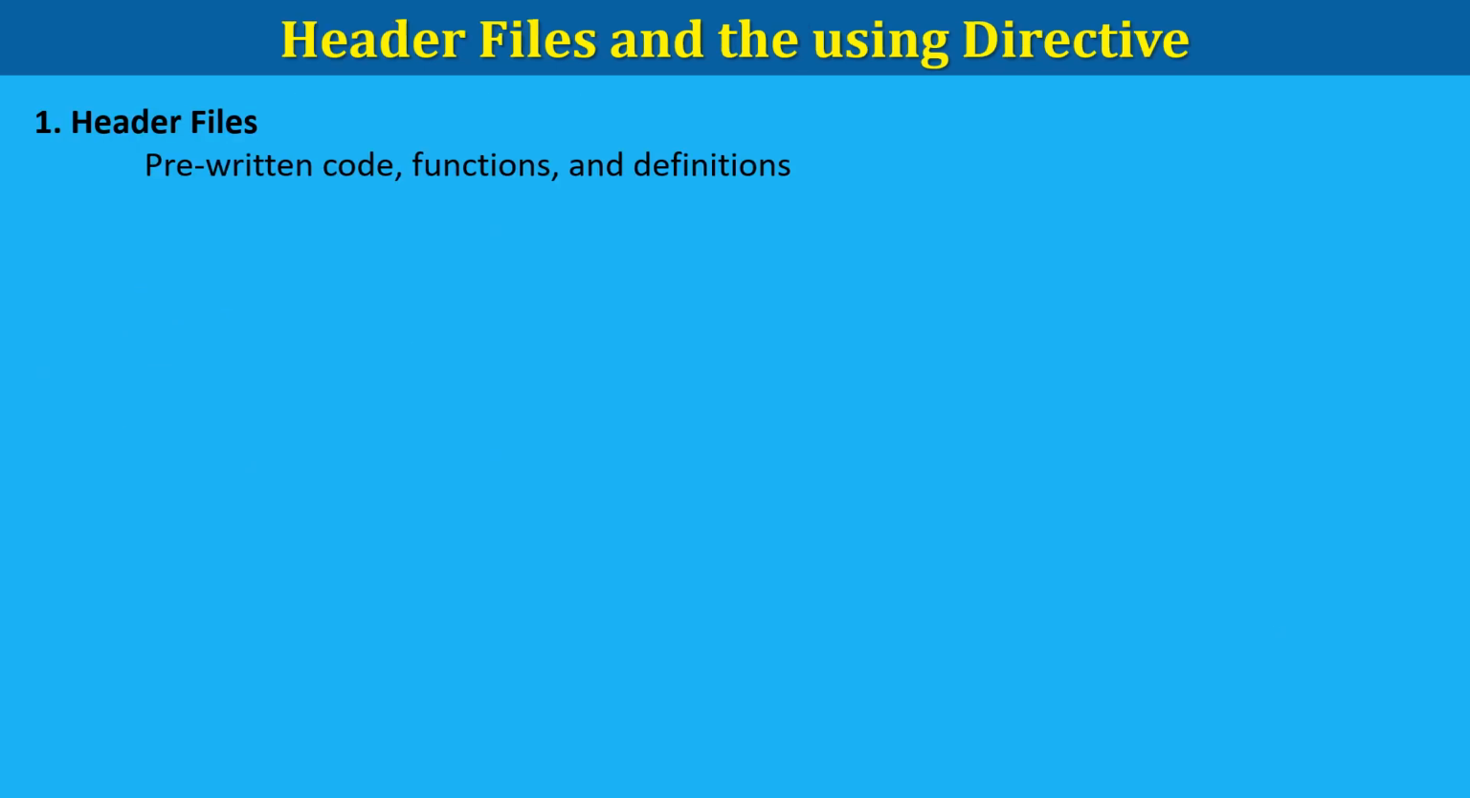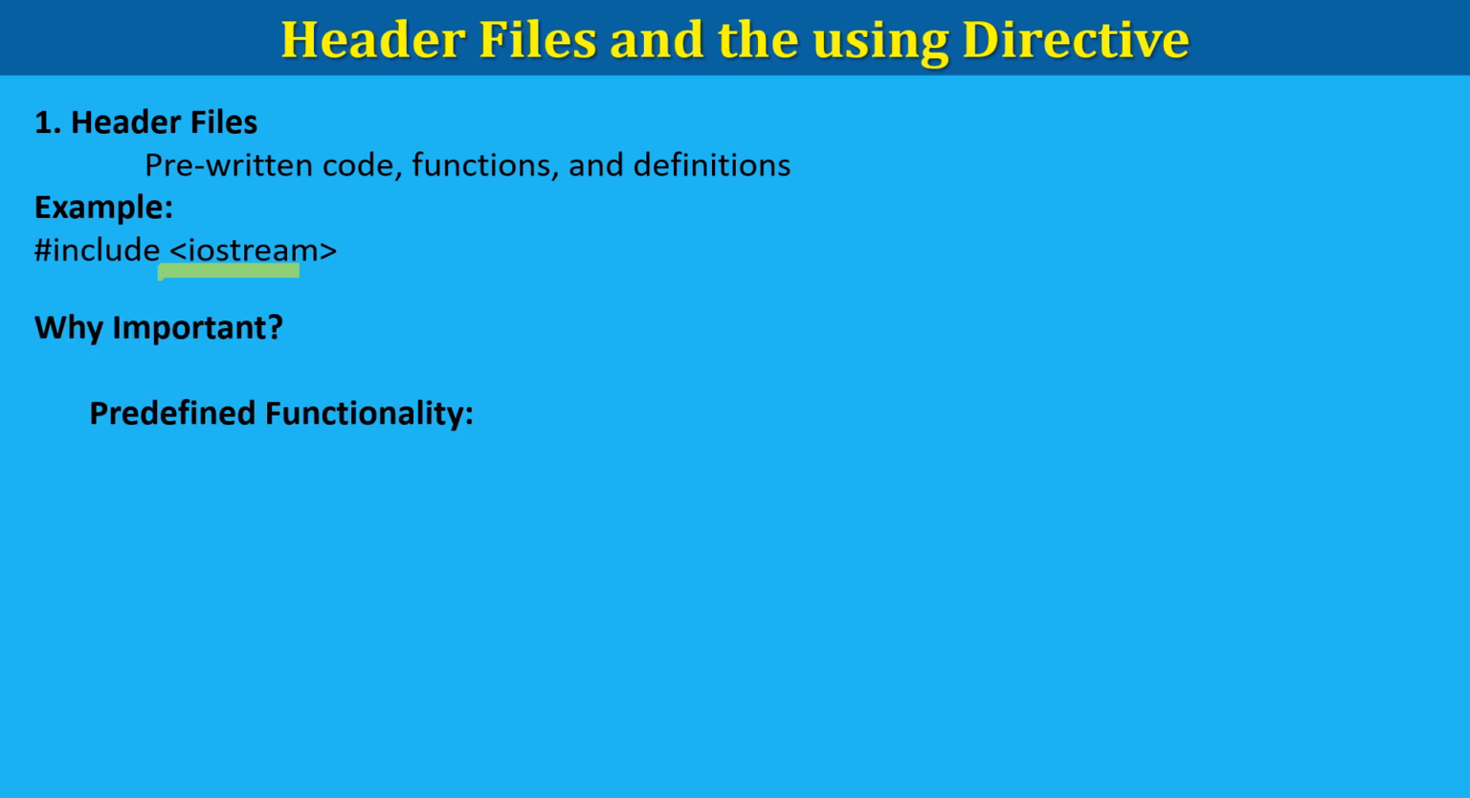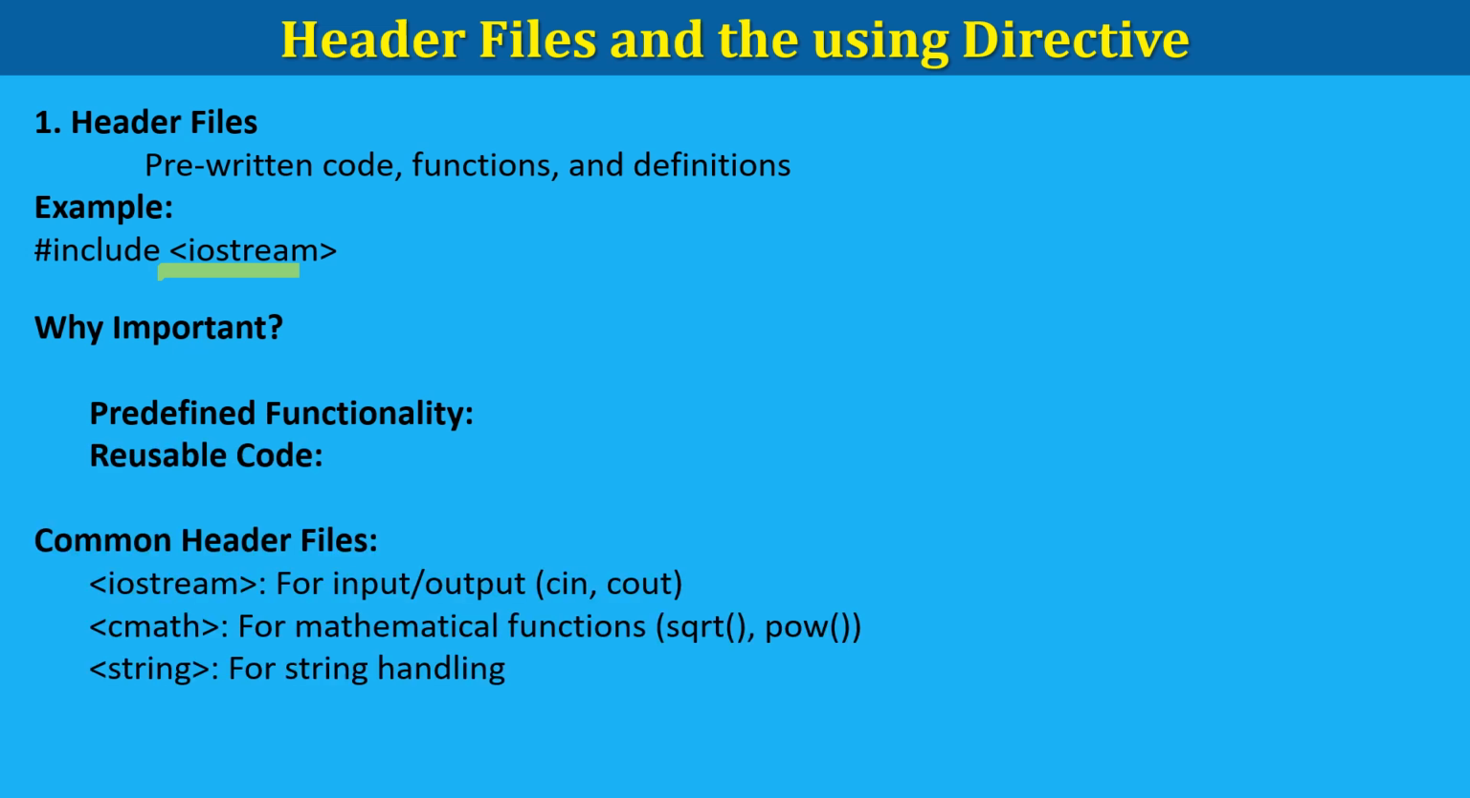Header files and the using directives. Header files contain pre-written code, functions, and definitions of common tasks. For example, this allows user input or output functions like cin and cout. Why important? Predefined functionality: avoid coding common utilities from scratch, like iostream, which provides IO functions. Reusable code promotes efficiency and reliability by using tested libraries.